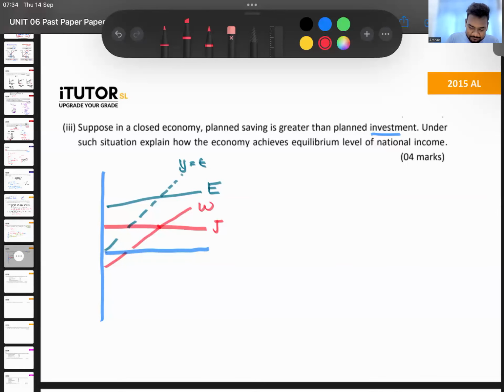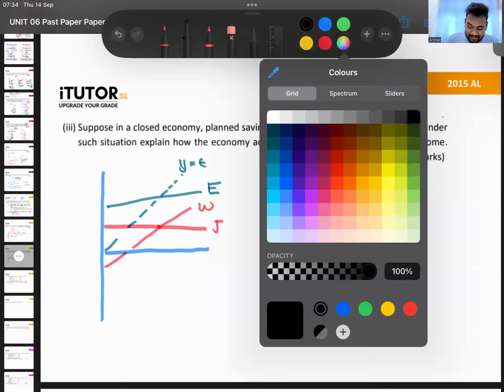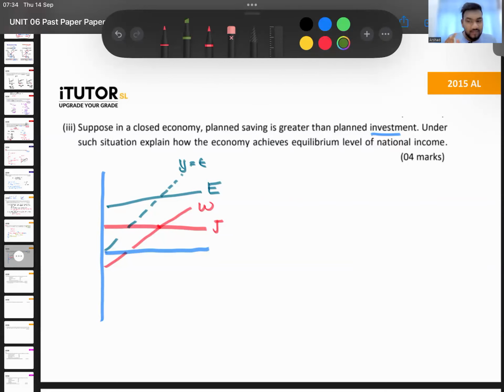Now look at this. Whatever method you use, your equilibrium can't change here. According to y equals E and w equals j, your equilibrium level of national income is the same. You can't have different numbers using a different approach. So then, guys, you know what you can say?